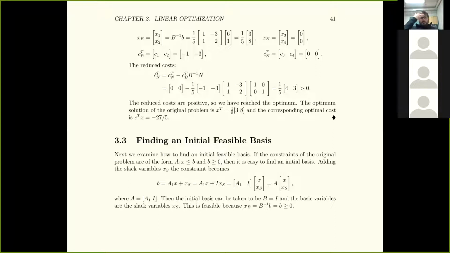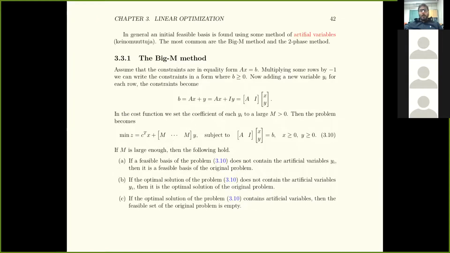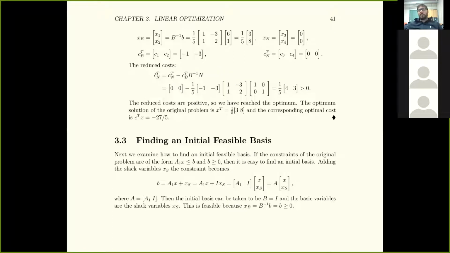In this case, the initial feasible basis is easy to find. So it's just the B vector, right? For the slack variables, all the other vectors being 0. In general, obviously, this is not always the case. Sometimes we already have equality constraints. Sometimes we have greater than or equal to constraints, in which case the padded matrix at the end has negative coefficients. And unless the corresponding B coefficient is negative, we have precious little we can do about that.